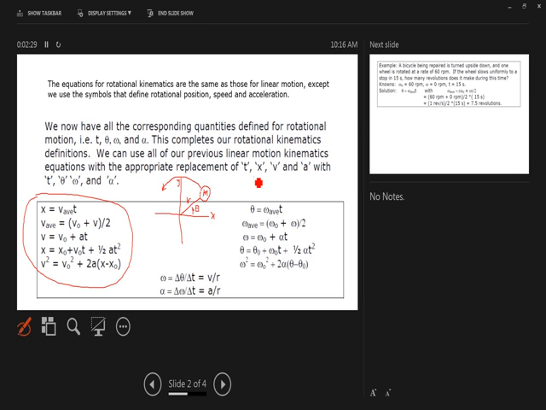So instead of using the position X to define the location of an object, we'll use the symbol theta. So everywhere you see an X in your kinematics equation, whether it's X by itself or X with a subscript 0 on it, we're going to replace that with a theta and then keep the subscript 0 to indicate it is the original position. So here in the first equation we see that X is replaced by theta. Down here in the fourth equation and in the fifth equation.